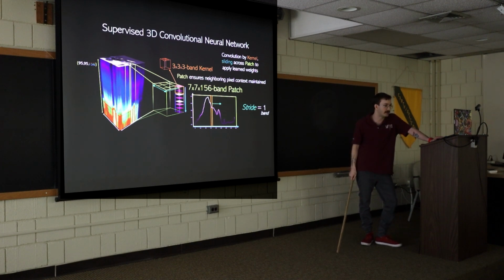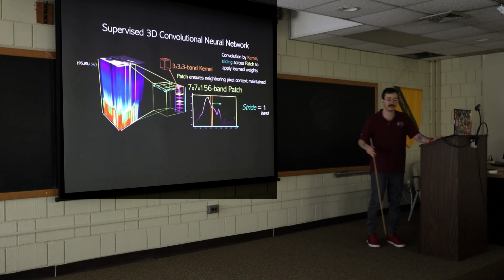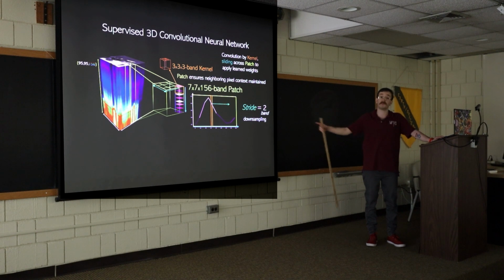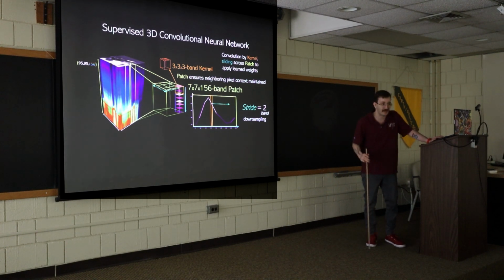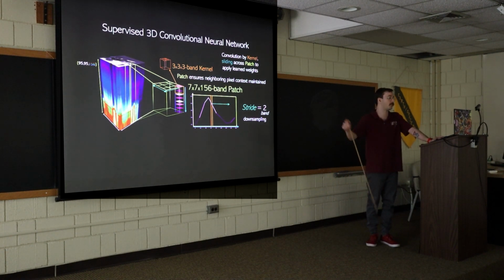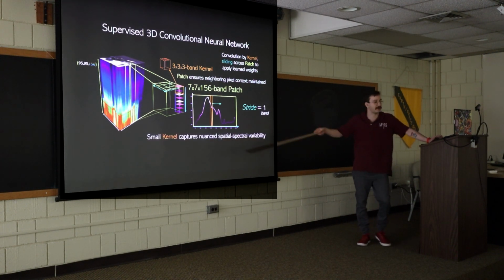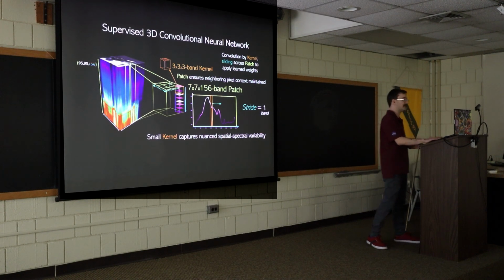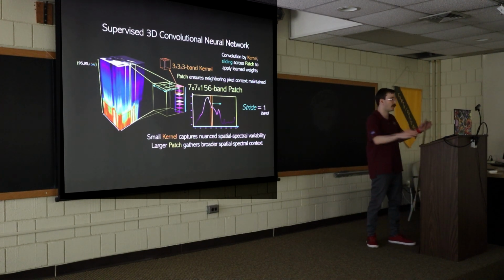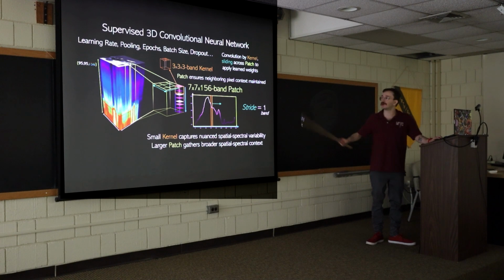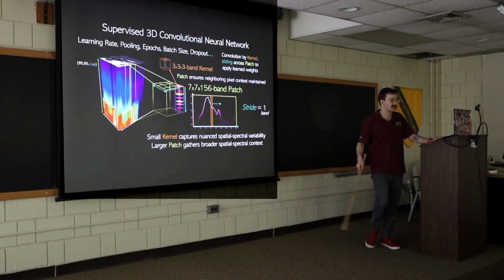If you have a stride of 1, remember that stride that we talked about with the convolution, then you have 1 sampling per band. If it's a stride of 2, you are effectively downsampling, right? Because you're doing 2 bands per 1. But for now, we'll focus on a stride of 1. So you use a small kernel to capture the very nuanced spatial spectral variability, and use the patch to capture that broader relevance.